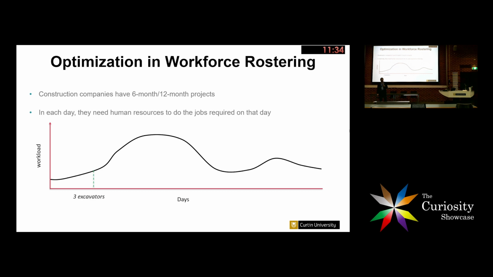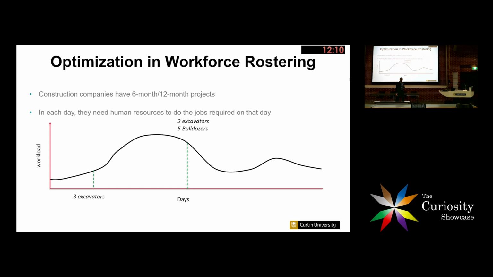What does it mean? For example, on this specific day, the company needs to operate 3 excavators. That's why they will need at least 3 operators with right set of skills in order to operate those excavators. On another day, they need to operate 2 excavators plus 5 bulldozers. So that's why they will need at least 7 operators with right set of skills in order to operate 2 excavators and 5 bulldozers. So the point is that we have different workloads on different days.